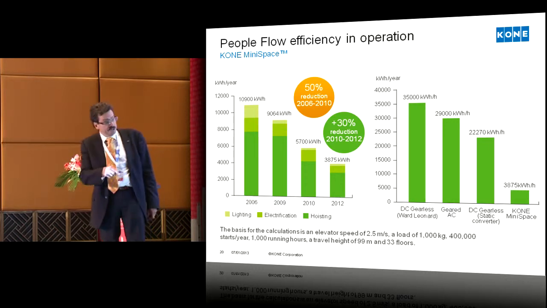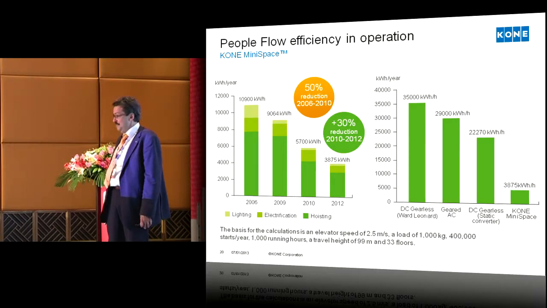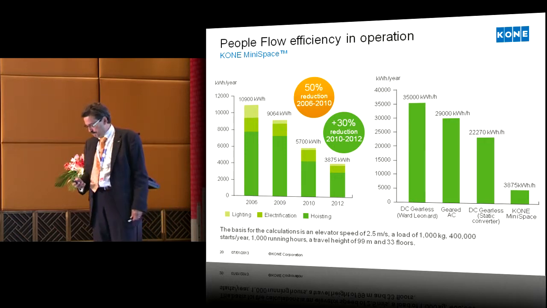If you go back to history, this same elevator, which is shown here, when it was DC gearless, Ward Leonard, used 35,000 kilowatt hours per year, and now it's down to 3,800. So 90% is gone. 90% less. So if you need to modernize buildings, think about this. It's incredibly big amounts if you really do it.